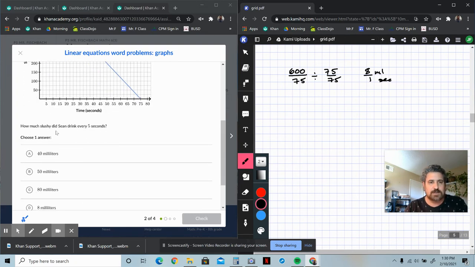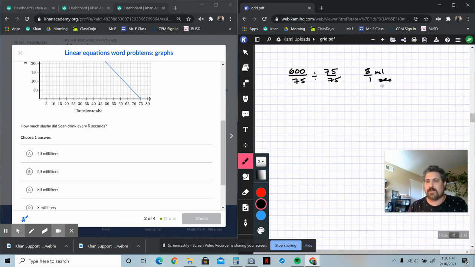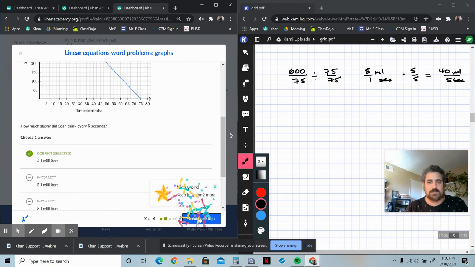It says, how much slushy did Sean drink every 5 seconds? Well, if it's 8 milliliters every 1 second, then to get every 5 seconds, you just multiply top and bottom by 5, and he would have drunk 40 milliliters every 5 seconds. So that's what your answer would be, okay? So 40 milliliters every 5 seconds.